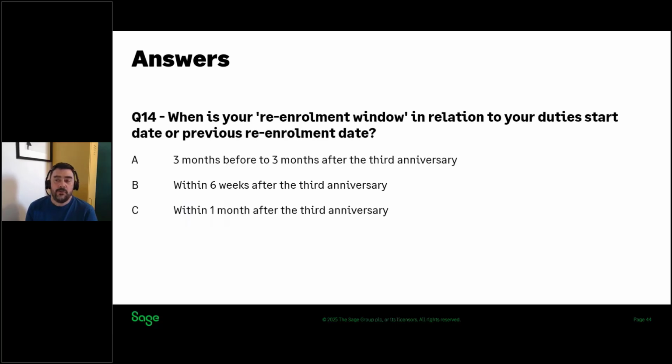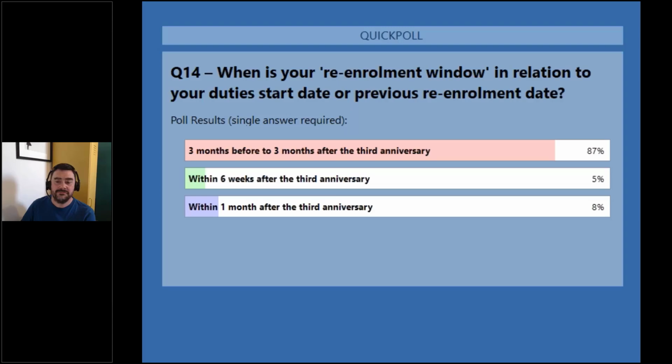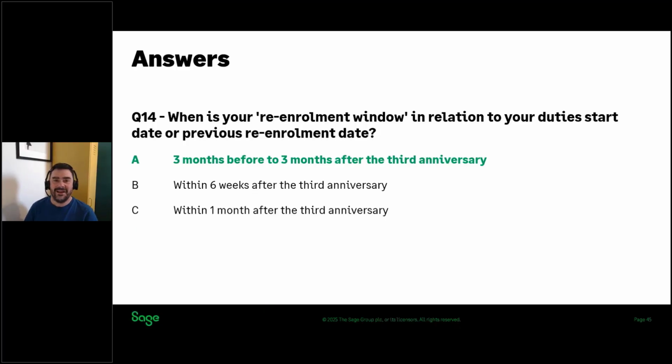On to question 14, when is your re-enrollment window in relation to your duty start date or previous re-enrollment date? Let's see what you thought for this one. So again, we've got a big majority, 87% of you saying it's 3 months before to 3 months after the 3rd anniversary of the duty start date or previous re-enrollment date. Take a look, see if you were right on that one. And you certainly were. Correct answer there is 3 months before to 3 months after.